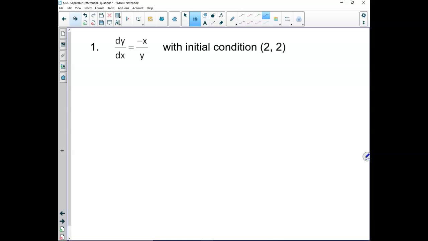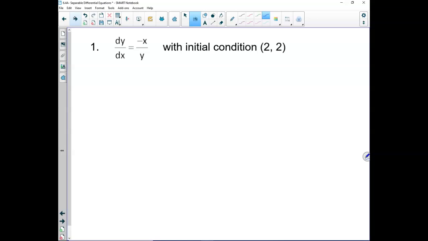We can do this really easily in our calculator. Our calculator is going to do it. But I don't want to do that. I want you to know how to do it algebraically, because that's what you're going to be tested on. So what do we have to do? We have to separate and then integrate. We need to get all of our x's on the right side and all the y's on the left side, only using multiplication and division.